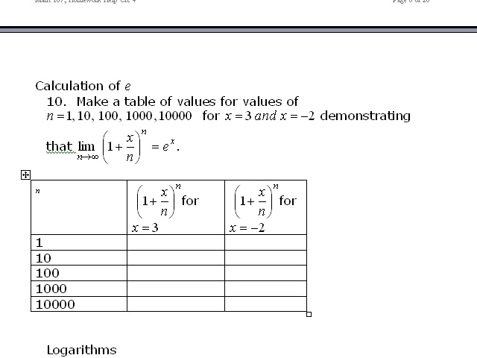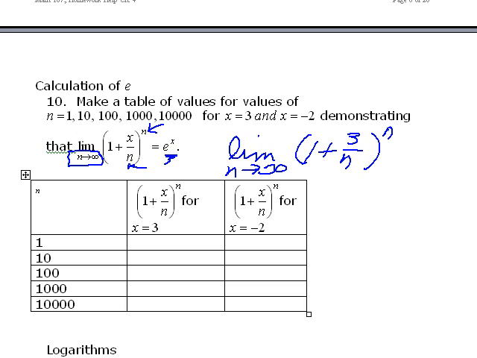And this term right here means that this counter n, which is used several places here, gets bigger and bigger and bigger in the limit as it goes to infinity, because you can never get to infinity. It means as you get closer and closer to infinity, this calculation will be equal to e raised to the x. In other words, the limit as n goes to infinity, that means I'm letting n get bigger and bigger, and that's what this graph is going to show you. Plus, let's use the 3. 3 over n raised to the nth power, that will be the same as e to the third.